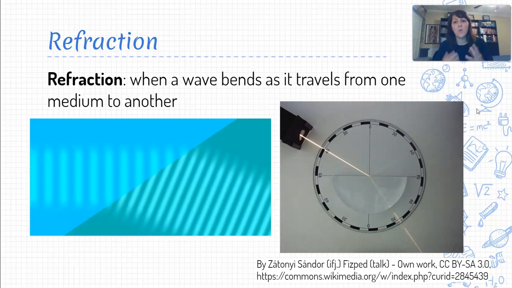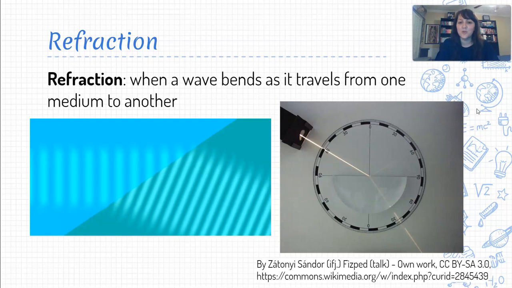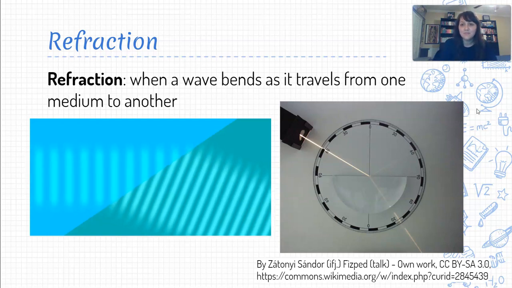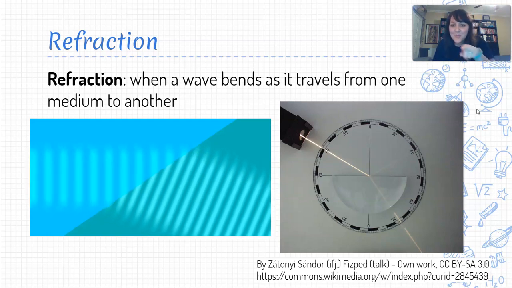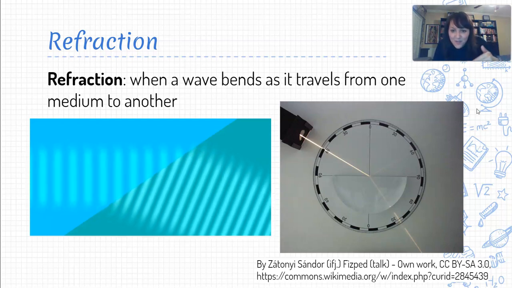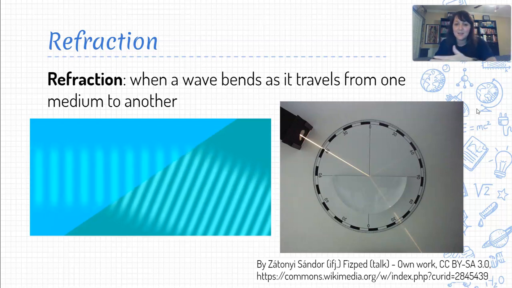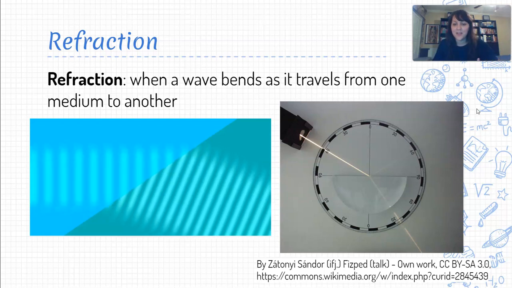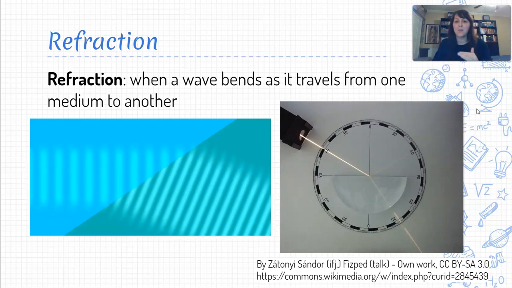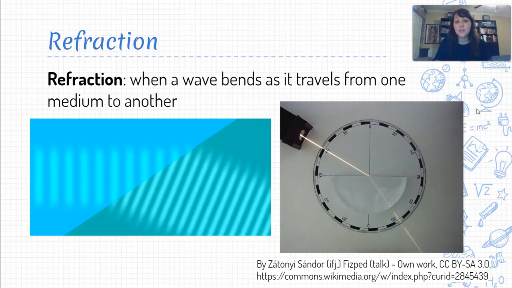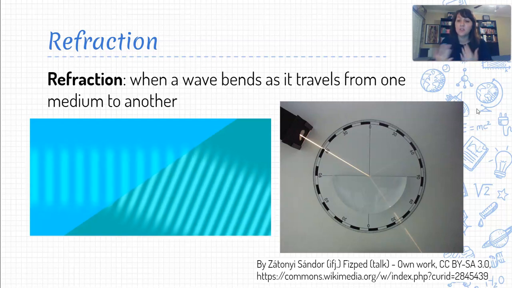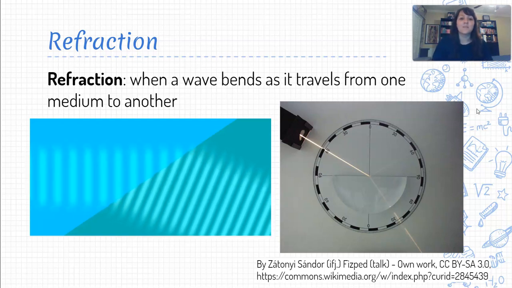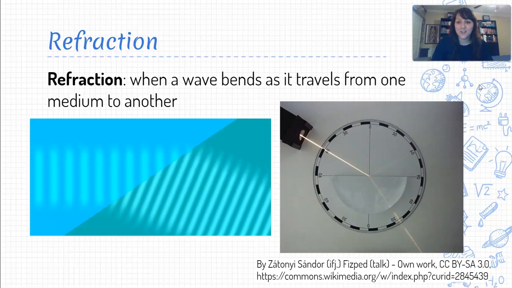Bonus question time. What other wave behavior do you see in this picture? Look, there's a little bit of reflection right there. You can see the wave bouncing off the boundary, bouncing off that interface, and going back up and to the right as well. So in this picture, we get 2 for 1. We see both refraction and reflection. Cute. All right, so that's refraction.